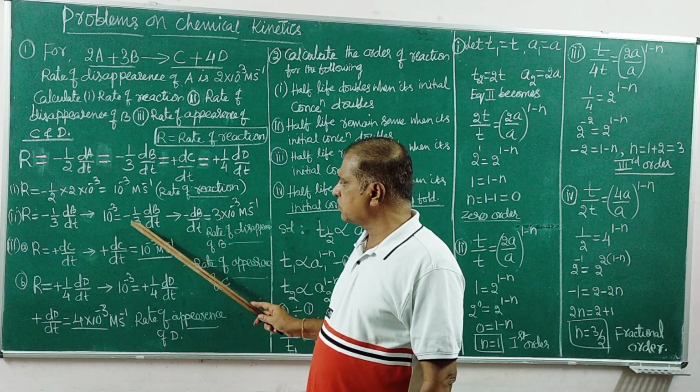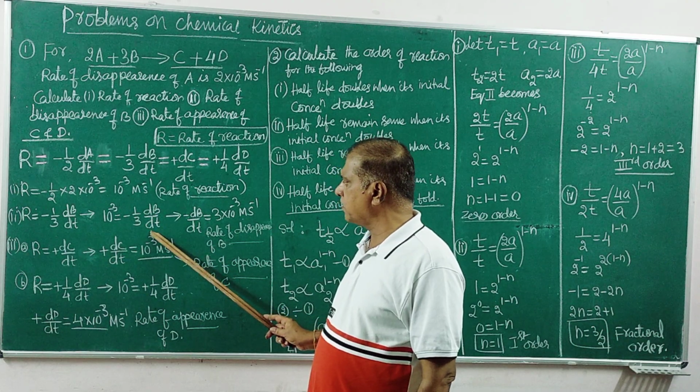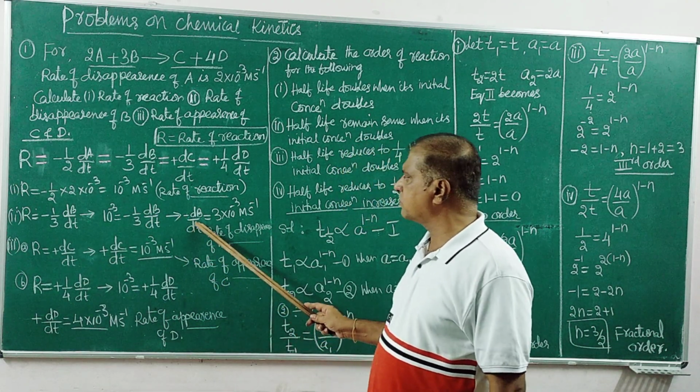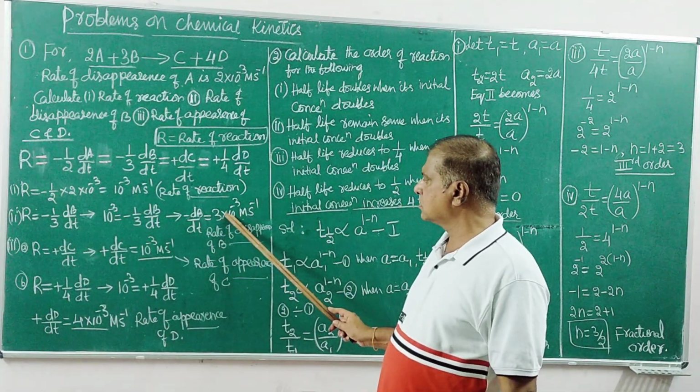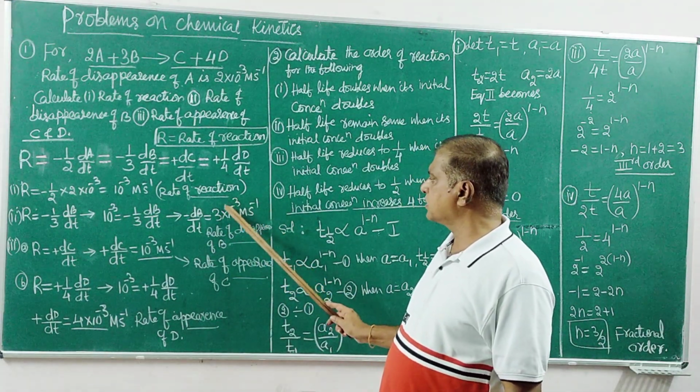So 10 to the power of minus 3 equals minus 1 by 3 into dB by dt. What is minus dB by dt? Rate of disappearance of B. Cross multiply, you get this. This is the rate of disappearance of B.